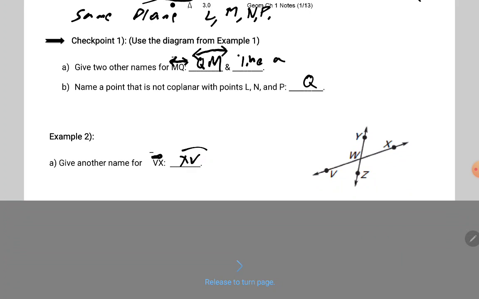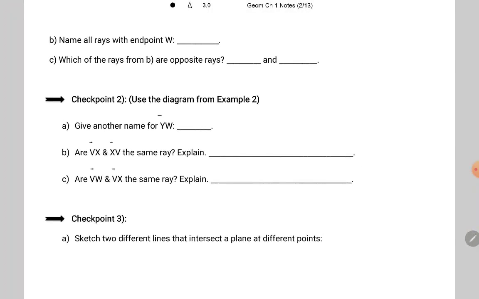Part B. Name all rays with endpoint W. So I'm going to redraw the picture really quick. So Y is here. W is here. V was here. X was here. And then we had Z.